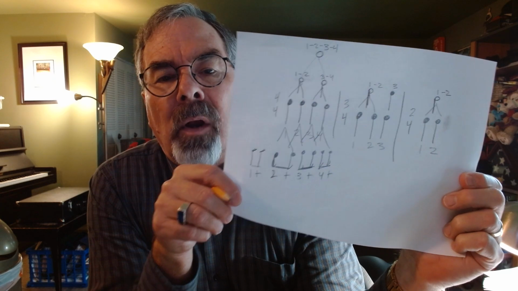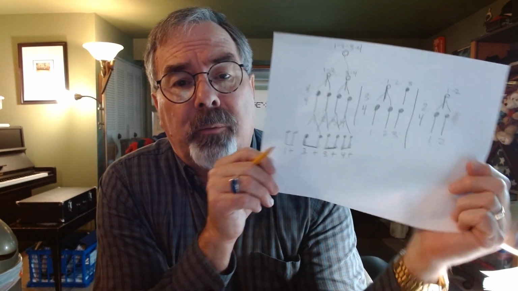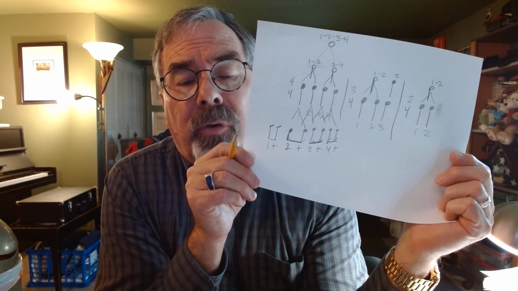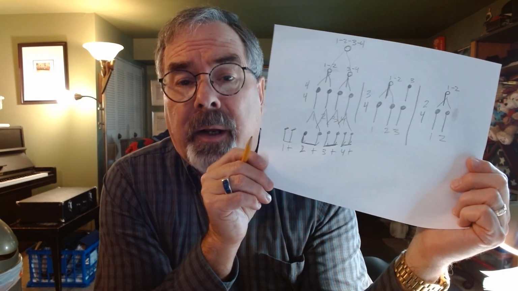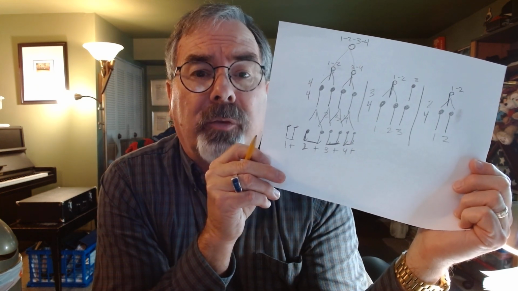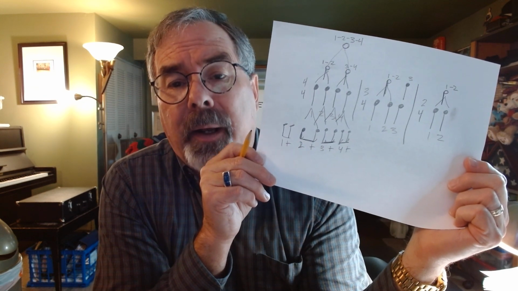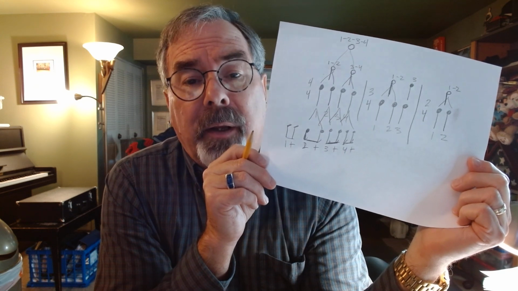Okay, so the way we count eighth notes is like this. 1 and 2 and 3 and 4 and. So the number comes first, followed by the and. If I'm in 4/4 time, I'm going to go 1 and 2 and 3 and 4 and 1 and 2 and 3 and 4 and. If I'm in 3/4 time, I'm going 1 and 2 and 3 and 1 and 2 and 3 and. And if I'm doing it in 2/4 time, I'm going 1 and 2 and 1 and 2 and.